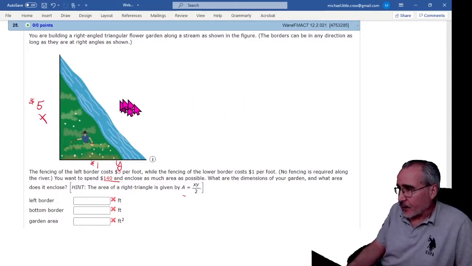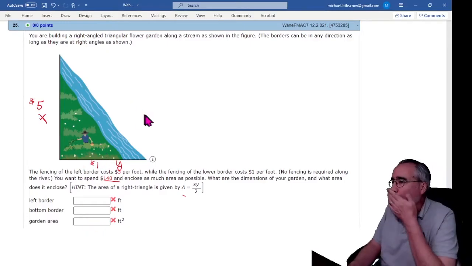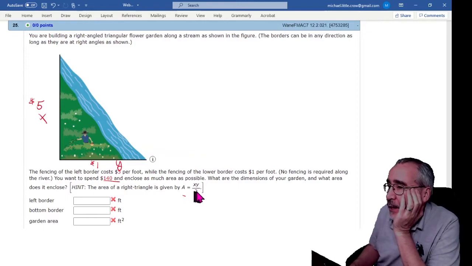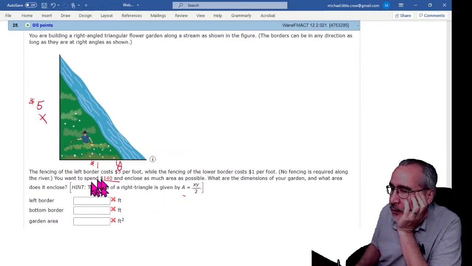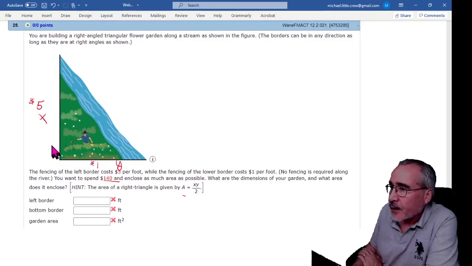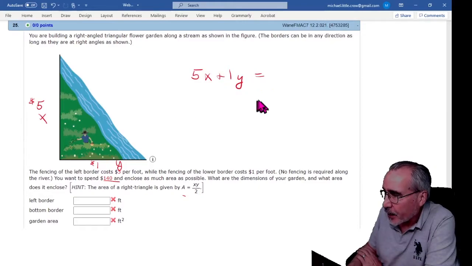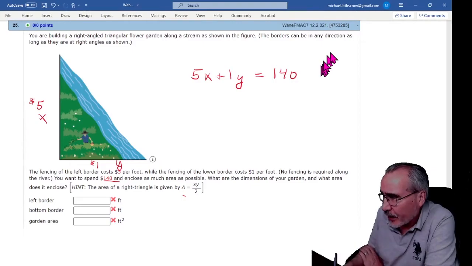So what I need to do is figure this out in terms of the left border, the bottom border, and the garden area. Again, we've got to get it down to one variable. And the trick is this perimeter here. The 140 comes from the perimeter. So what are we going to spend? We're going to spend $5 times x plus $1 times y will be the cost. And we've got to keep that at 140. So not just a budget, but that's what we've got.